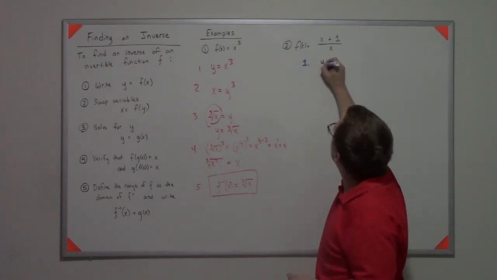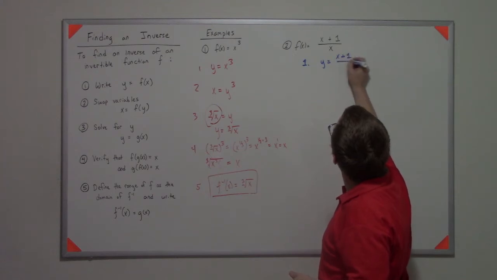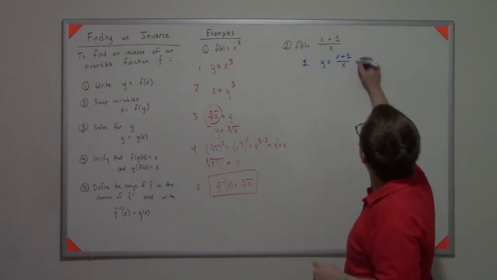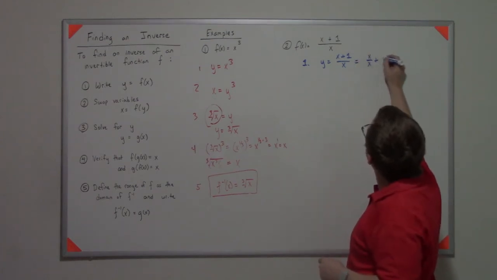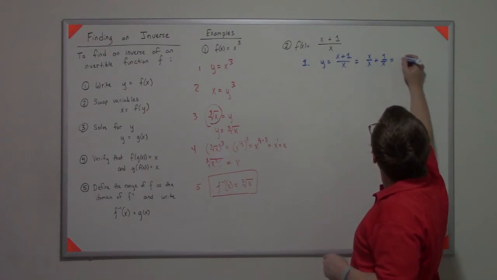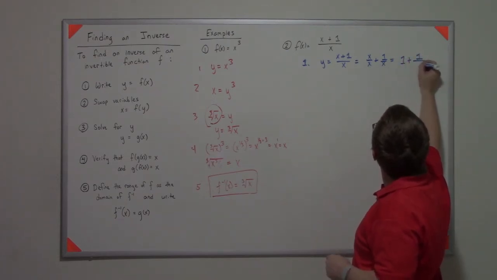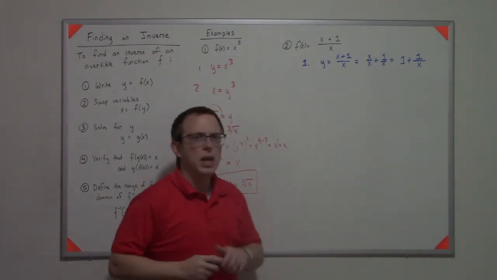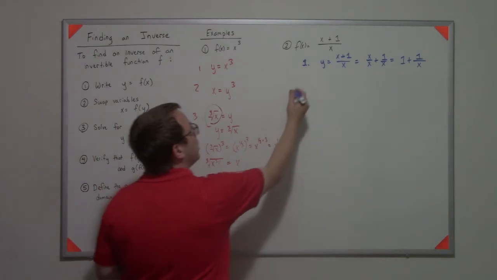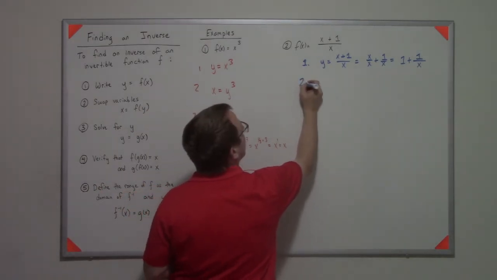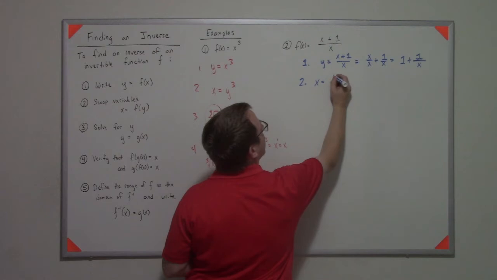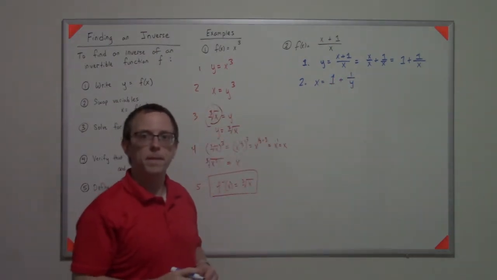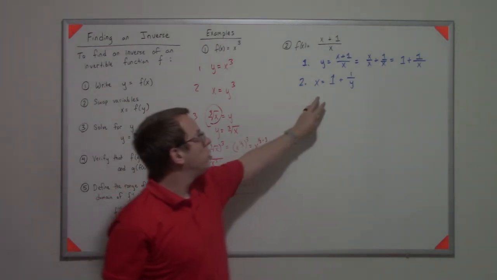and we're going to write it as y equals x plus 1 over x. Then I'm going to take another step and write that as x over x plus 1 over x, which is 1 plus 1 over x. That's how I'm going to write this, because I'm trying to save space for later. So in step 2, I'm going to say x equals 1 plus 1 over y. All I've done is swap the variables.